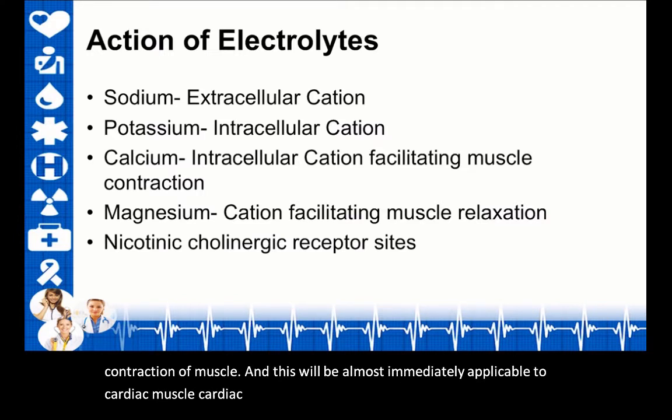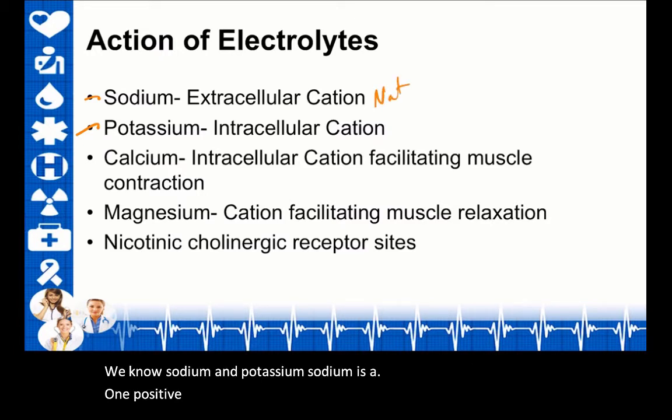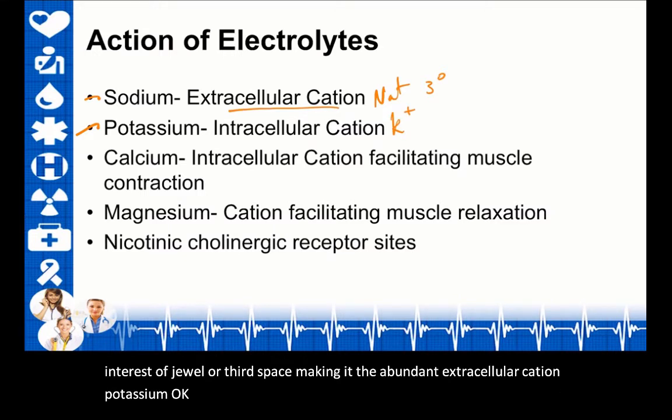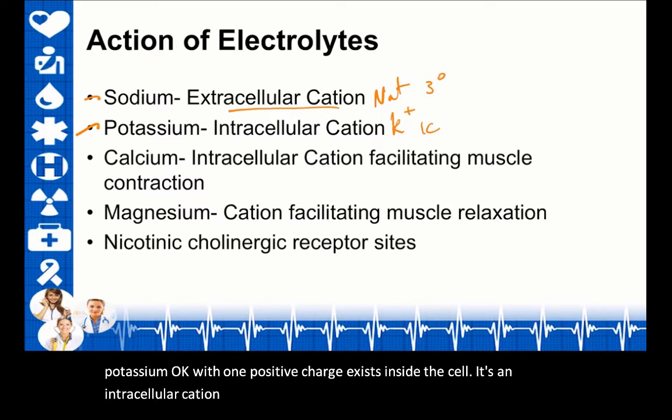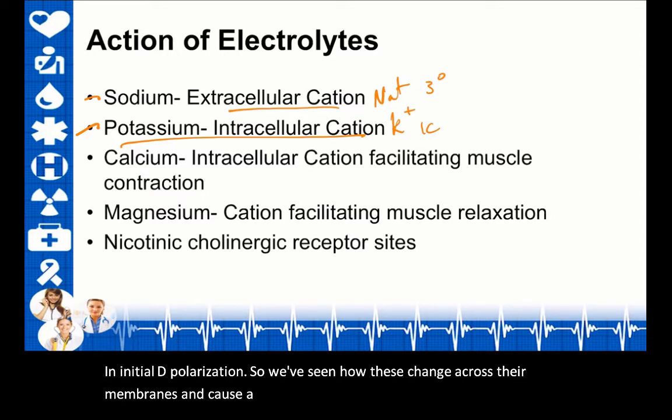All right, so let's start off with stuff we know. Sodium and potassium. Sodium is a one positive charge cation, and it exists outside of the cell. It's in the interstitial or third space, making it the abundant extracellular cation. Potassium, with one positive charge, exists inside the cell. It's an intracellular cation, and in that state, it's the most abundant in initial depolarization. So we've seen how these change across their membranes and cause a polarity that's reversed and depolarized to produce an electrical impulse in a neuron.